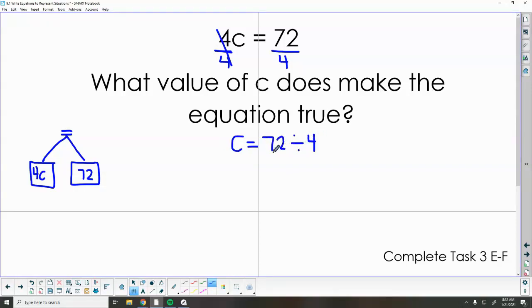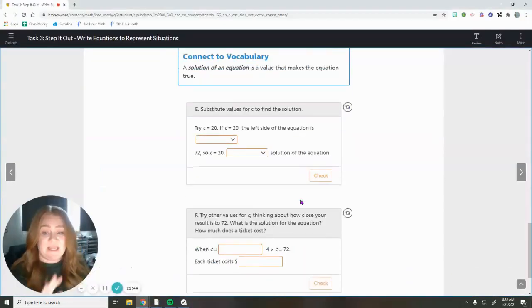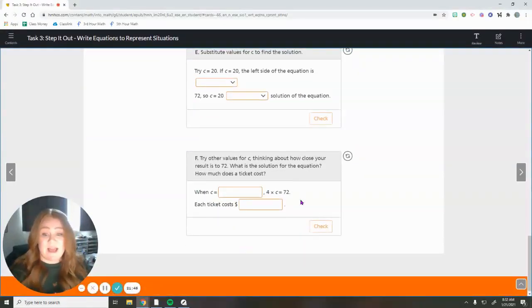So I'm going to let you finish that problem, and then you can go and complete tasks E through F. So you can do E and F once you have solved that and know what C equals. So if you have any other questions on this, please be sure to let me know. And then today you're going to do your check for understanding, and then you will also complete your homework. So if you have any questions on any of that, be sure to let me know.